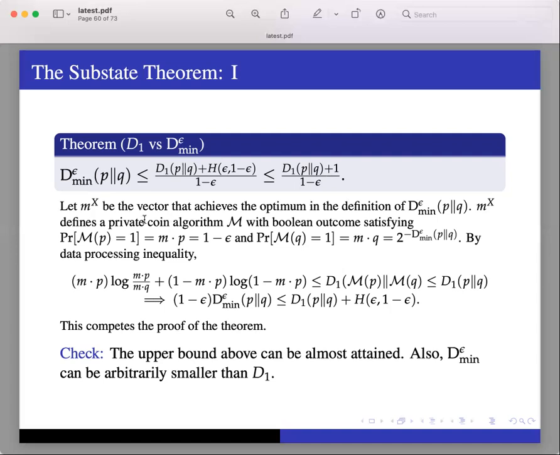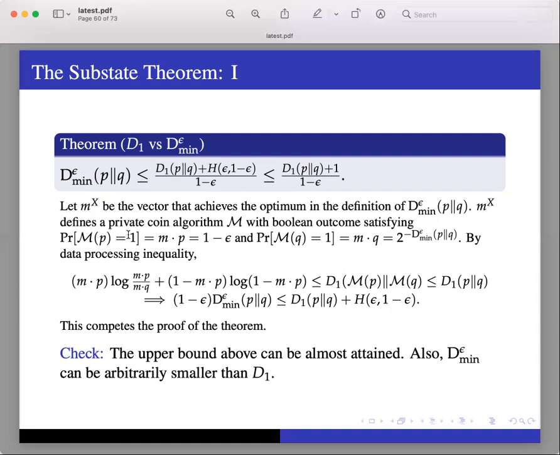So let's prove it. Let m be the vector that achieves the optimum in the definition of D epsilon min. Okay. So what was D epsilon min? Let's recall. I have to design a certain test. So the test is captured by this vector m.